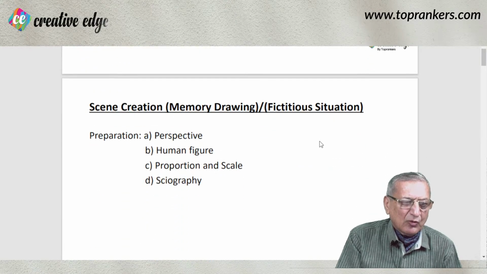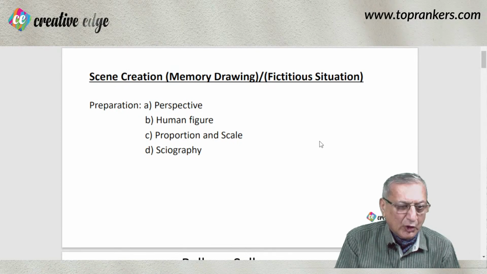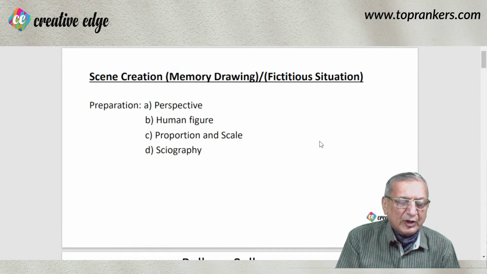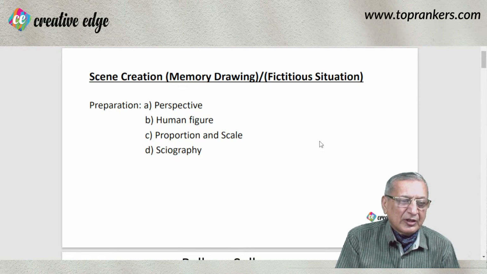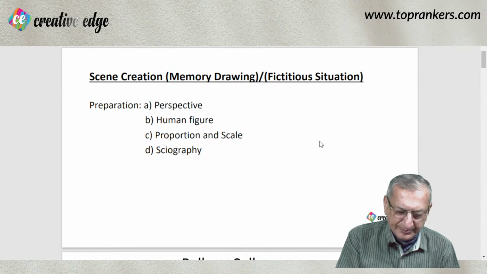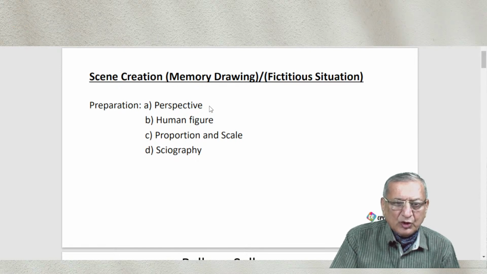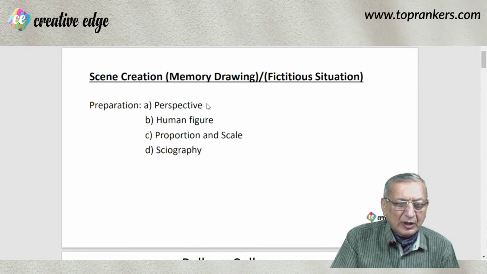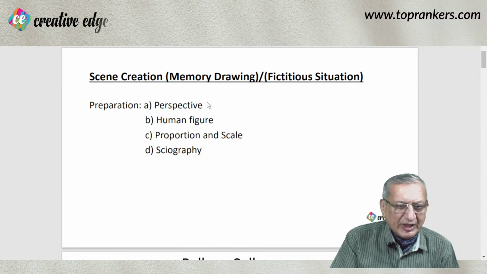The first thing that we said was scene creation. According to the examiners, the question is under the category of memory drawing. To my mind, it is a fictitious situation drawing, particularly when we talk of something like a vision by an ant or a vision from the eye of a bird. So how do you prepare for scene creation? First and foremost, of course, as you can see, the perspective. You should know 1 point, 2 point, 3 point, and even 5 point perspective, even multiple point perspective. I shall be giving you some ideas about it.